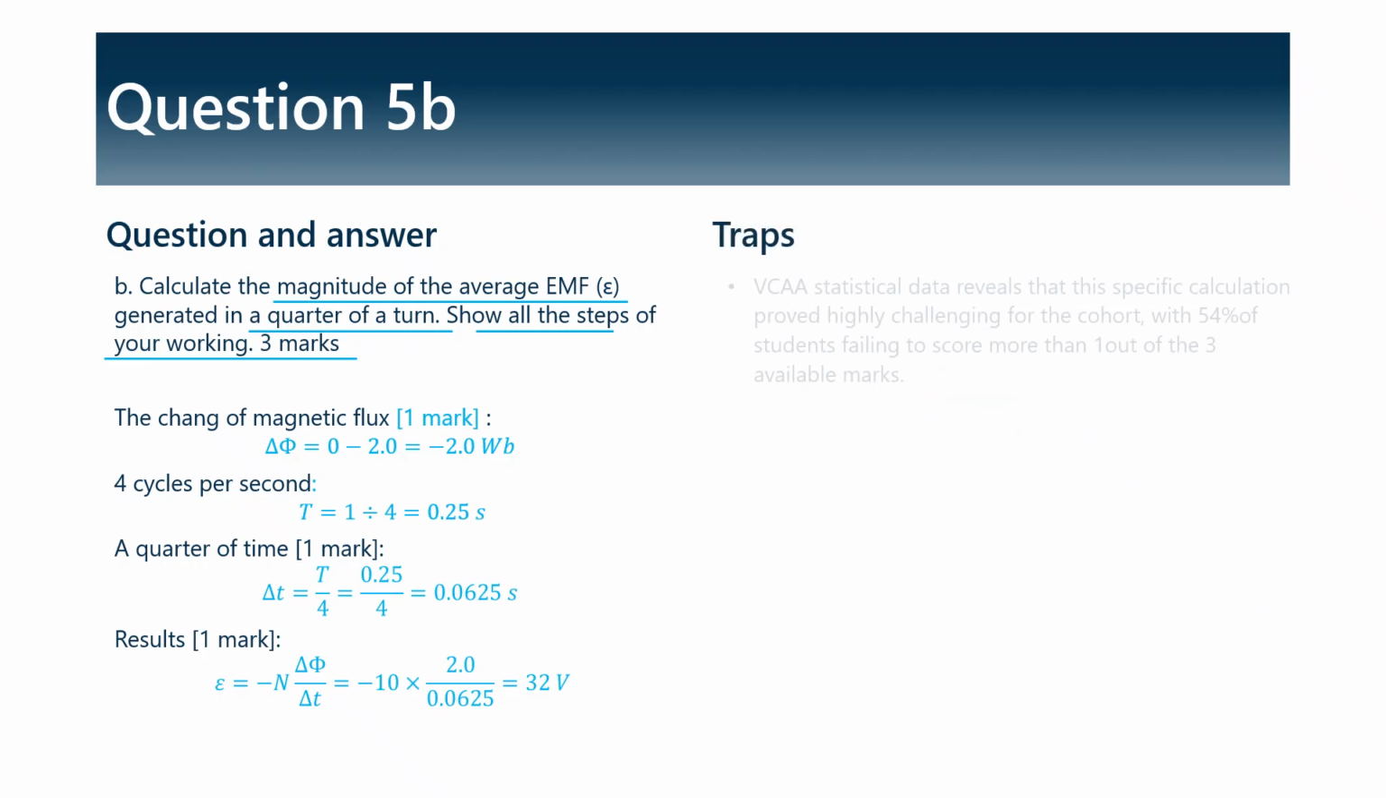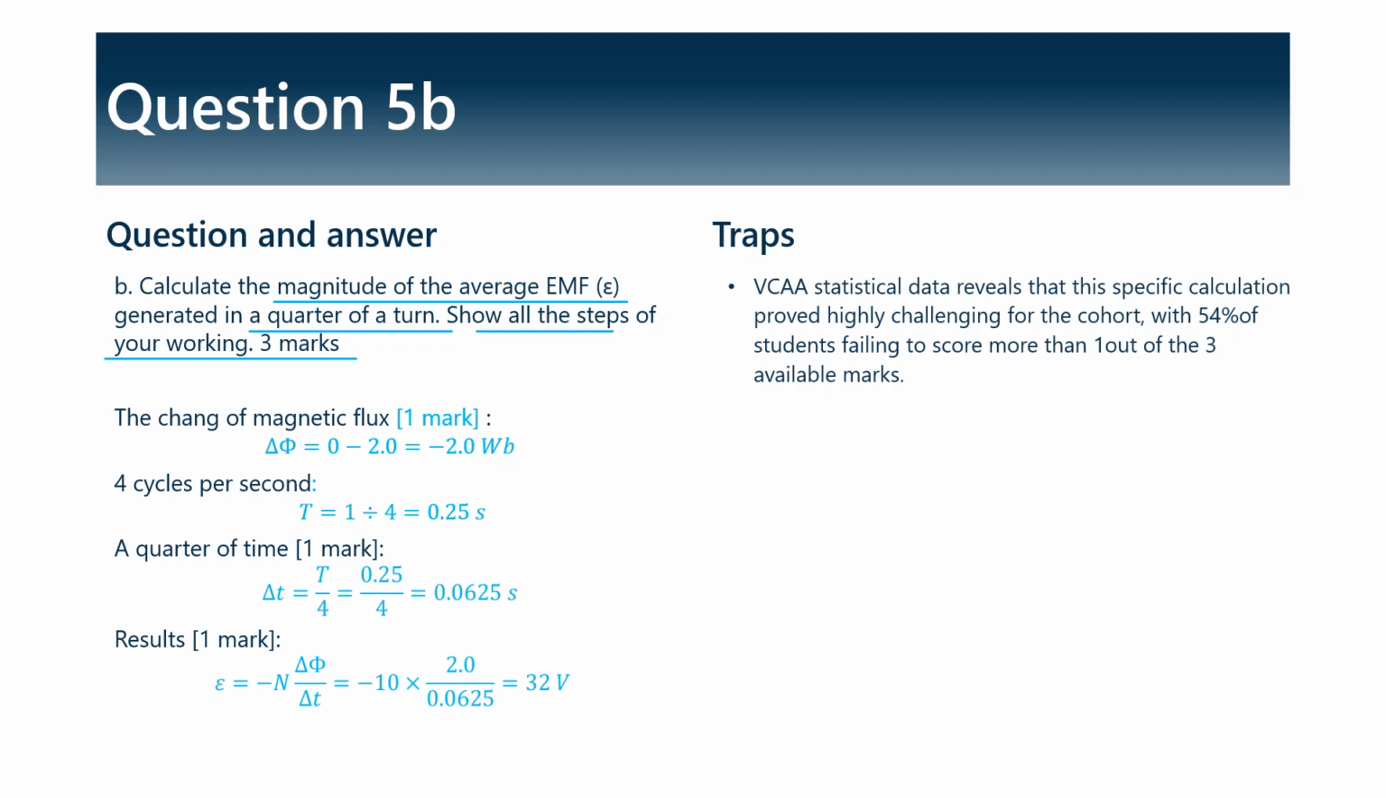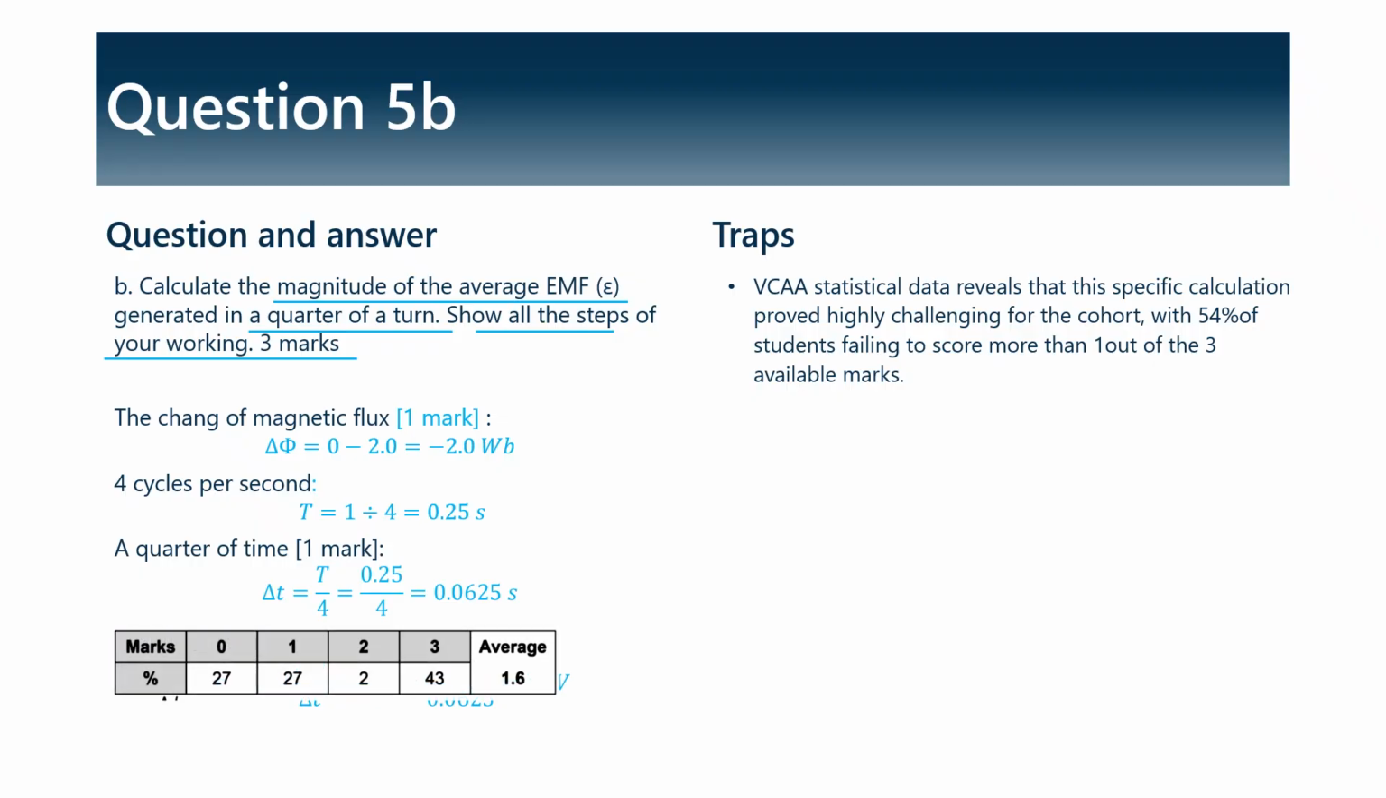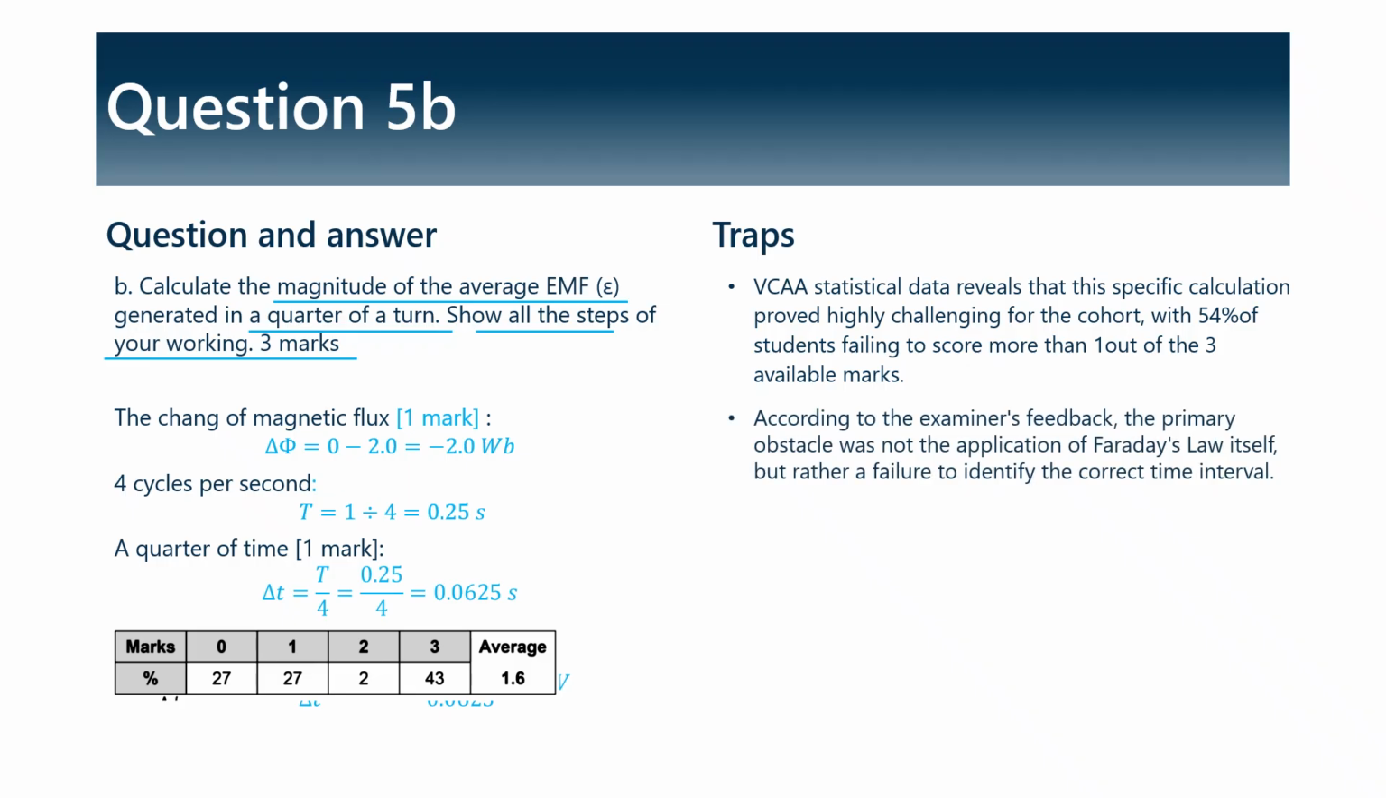VCAA statistical data reveals that this specific calculation proved highly challenging for the cohort, with 54% of students failing to score more than 1 out of the 3 available marks. According to the examiner's feedback, the primary obstacle was not the application of Faraday's law itself, but rather a failure to identify the correct time interval.